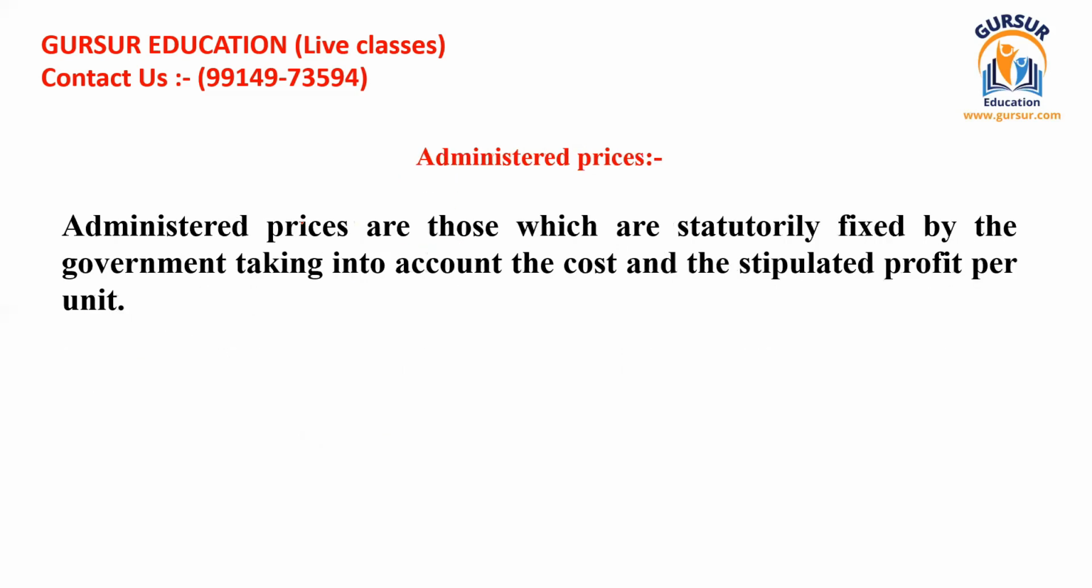So the next one is known as administered prices. What is the meaning of administered prices? These are the prices which are statutorily fixed by the government, taking into account the cost and stipulated profit per unit. So these are known as administered prices. Administered prices are those prices of the products which are statutorily fixed by the government, like prices of some crops.